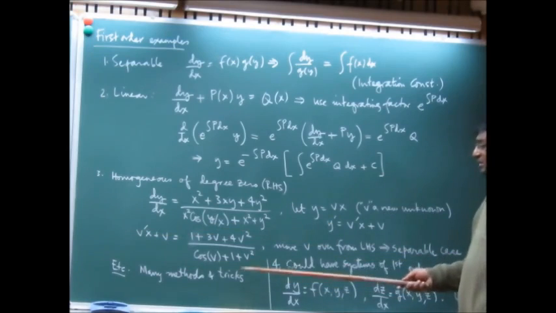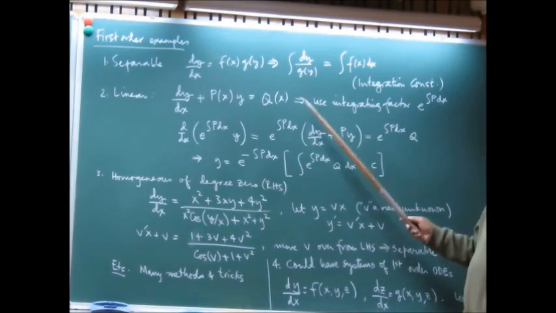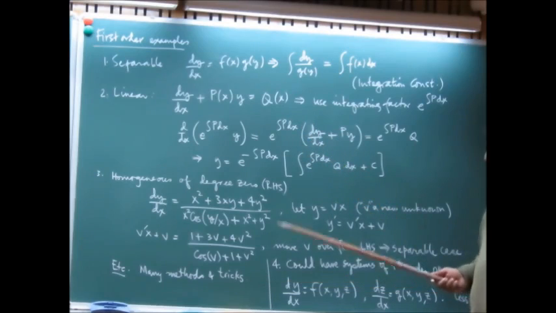Similarly, there may be other methods and tricks. There are different ways of solving different classes of differential equations. Sometimes we can't solve them analytically, then we can solve them numerically. Please note that we could have systems of first order differential equations. For example, dy by dx is f of x, y and z. Here y and z are two different dependent variables. X is the independent variable. So along with this equation, we have another equation, dz by dx is some other function of x, y and z.